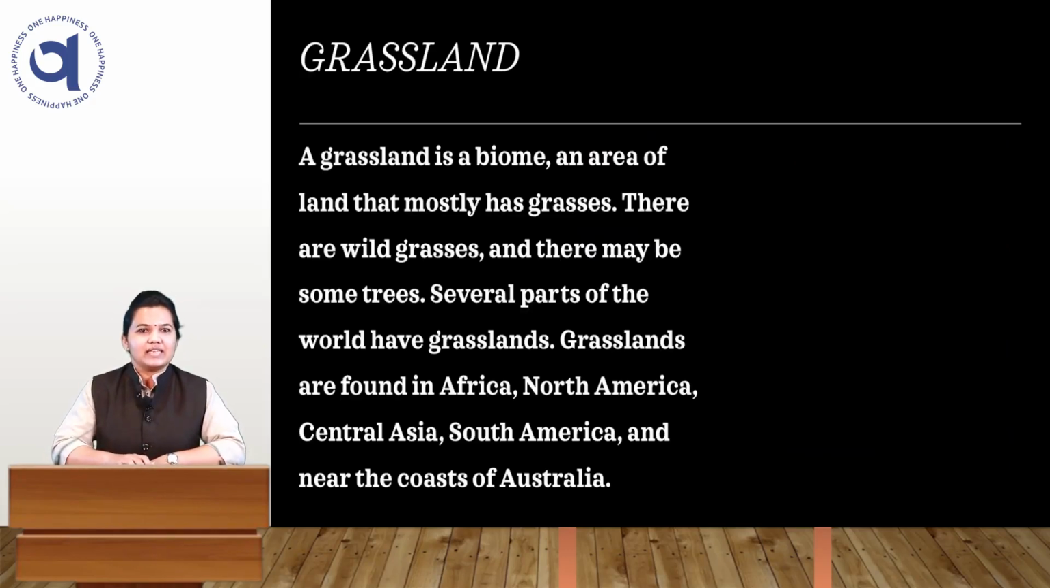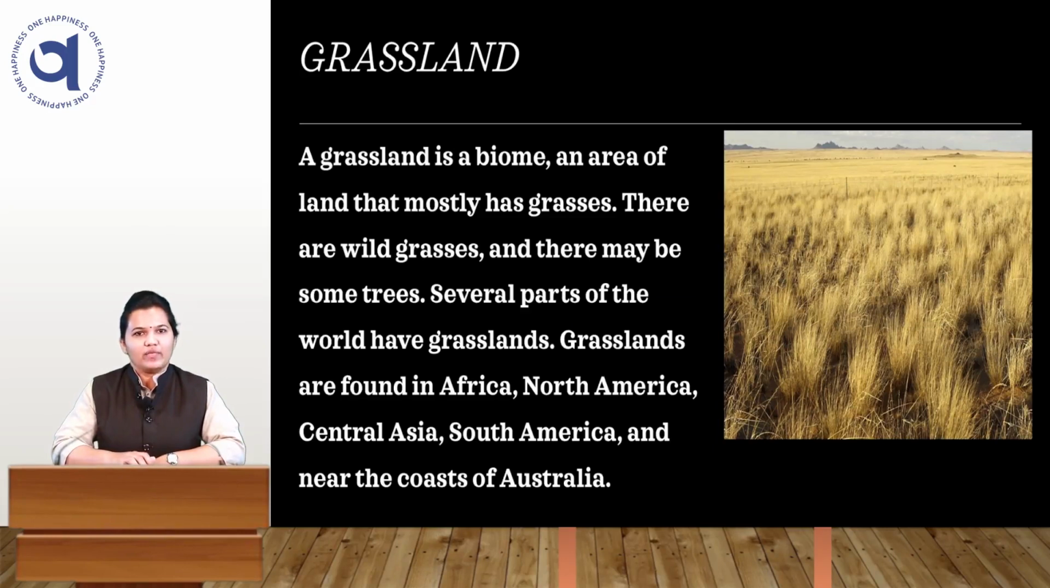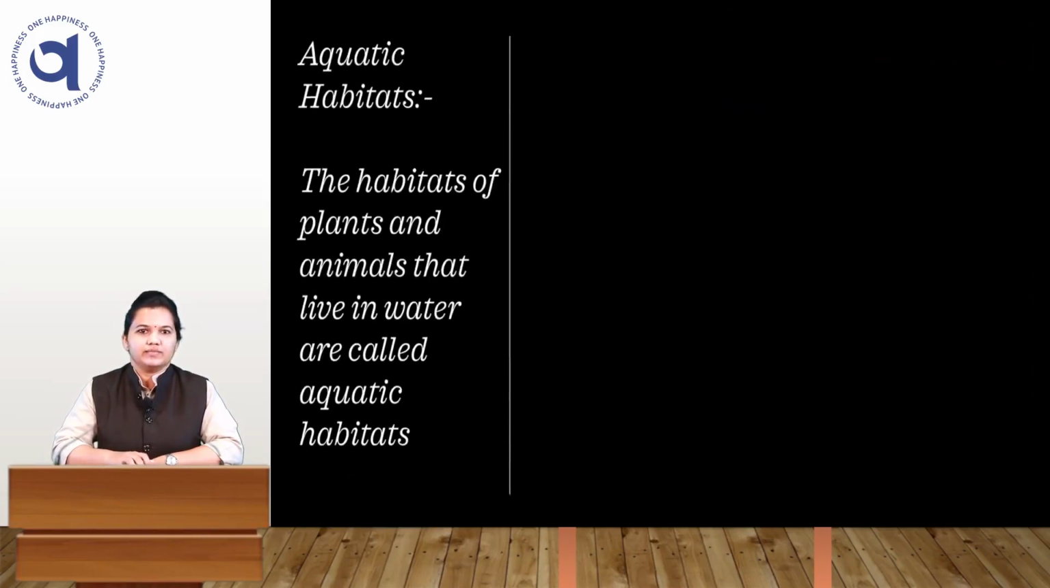Grassland. A grassland is a biome, an area of land that mostly has grasses. There are wild grasses and there may be some trees. Several parts of the world have grasslands. Grasslands are found in Africa, North America, Central Asia, South America and near the coast of Australia.